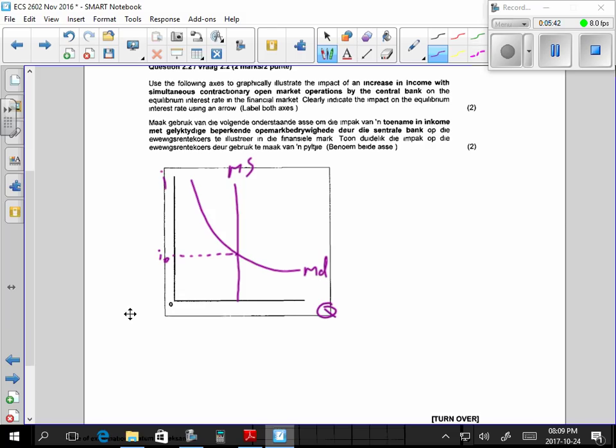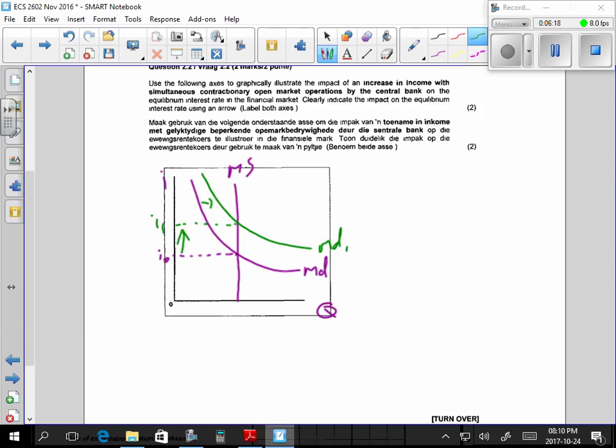Okay, so income affects your money demand. Income is an exogenous variable, which means that it shifts your money demand curve in this case. If income increases, people have more money to spend, and that's exactly what they will do. They will demand more money to spend more money. So if income increases, we shift the money demand curve to the right, to MD1, and that will increase your interest rate from I0 to I1.